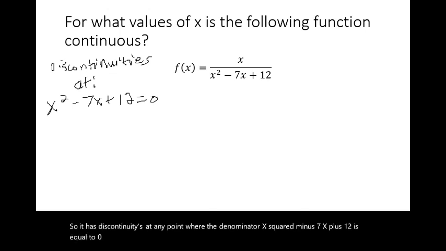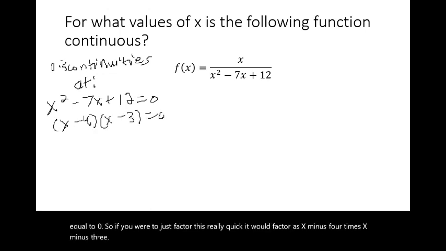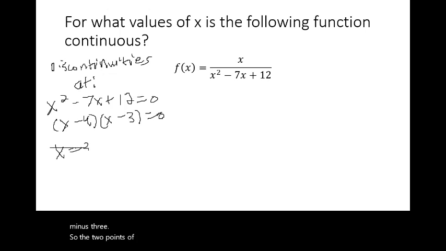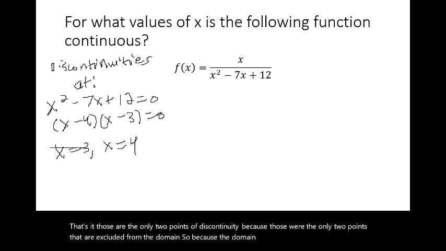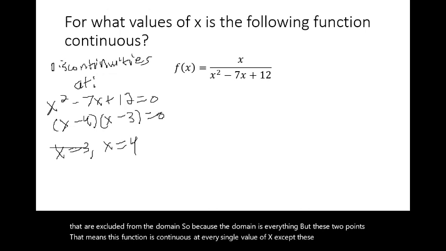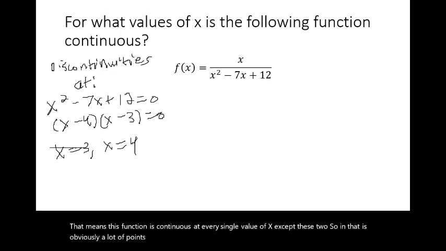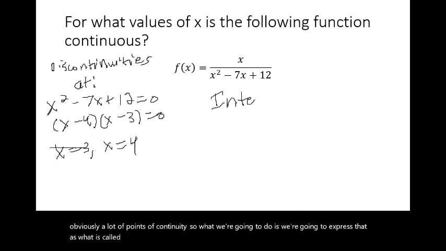So if you were to just factor this really quick, it would factor as x minus 4 times x minus 3. So the 2 points of discontinuity are going to be x equals 3 and x equals 4. That's it. Those are the only 2 points of discontinuity because those were the only 2 points that are excluded from the domain. So because the domain is everything but these 2 points, that means this function is continuous at every single value of x except these 2. So that is obviously a lot of points of continuity. So what we're going to do is we are going to express that as what is called an interval of continuity.